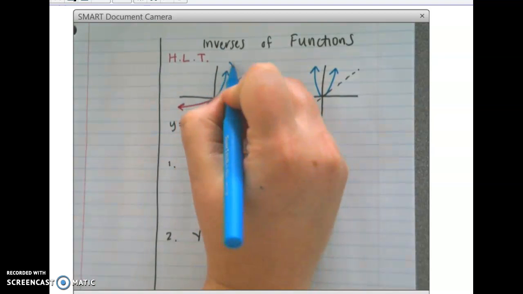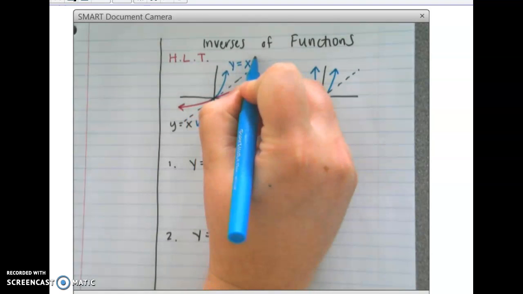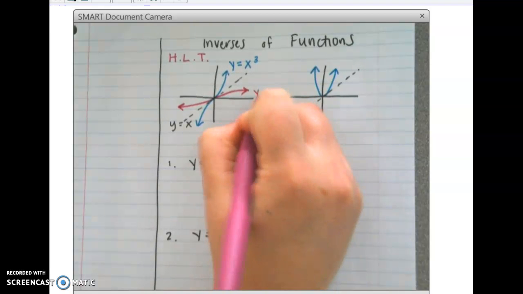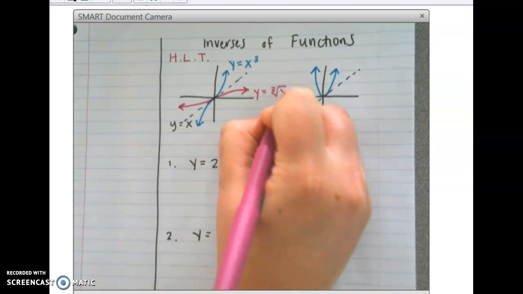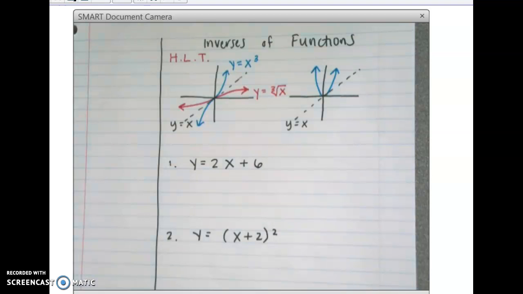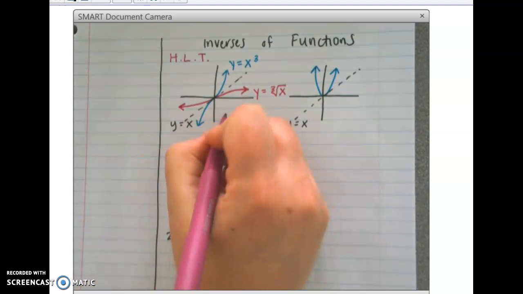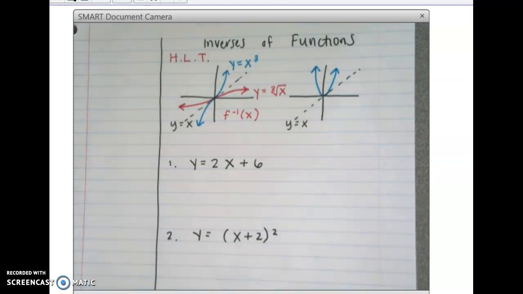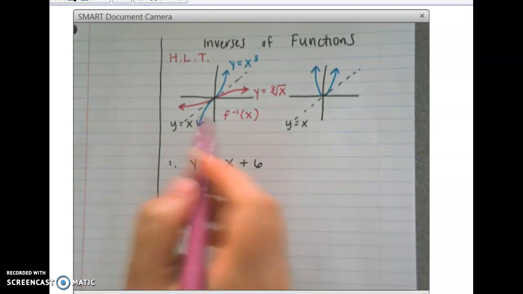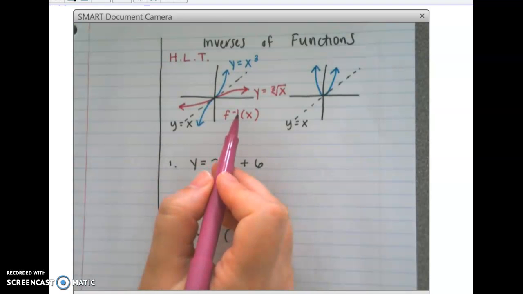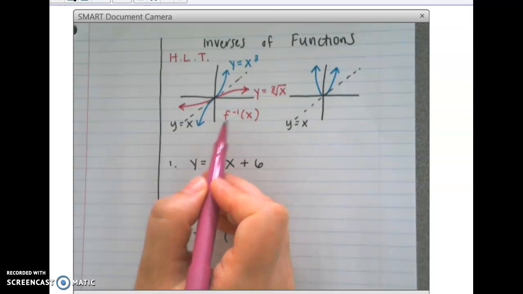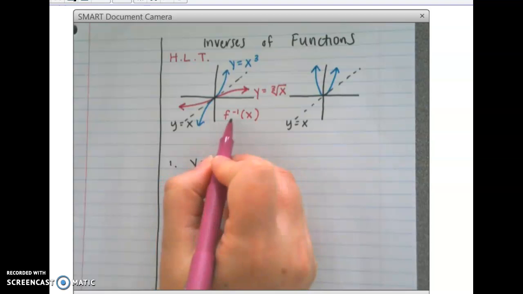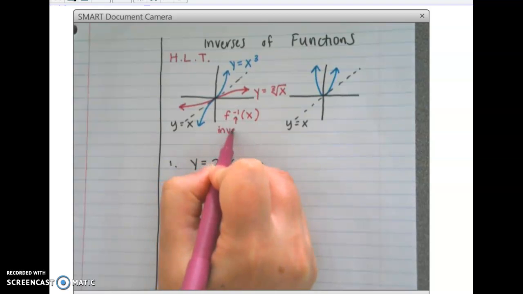And if you have an exponent, the root is the opposite operation. So this is actually what a cube root function looks like. Now, because this is actually a function, I'm going to use this notation to symbolize that it's an inverse. That's what the little -1 is indicating: that what you're looking at is a function, and it's the inverse of the original function. So that's what the little -1 is a symbol for.